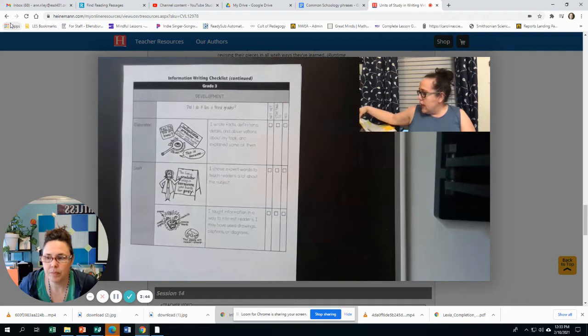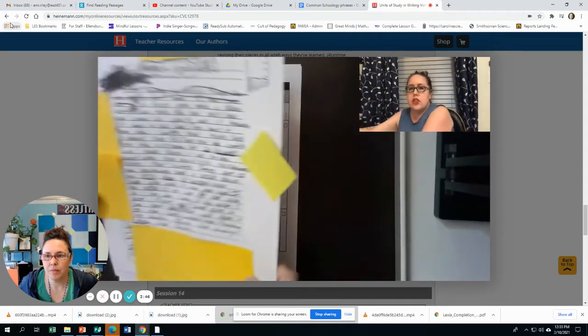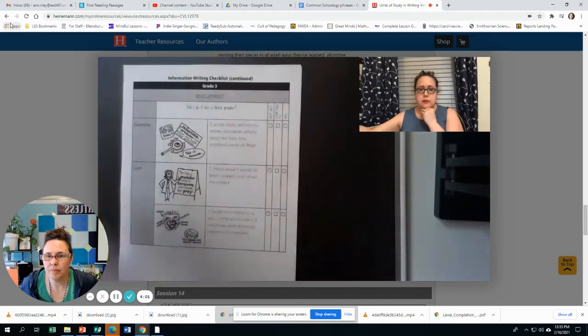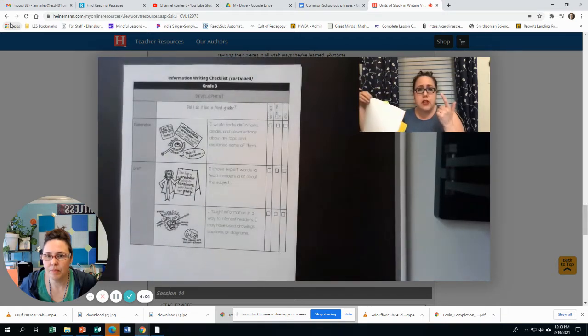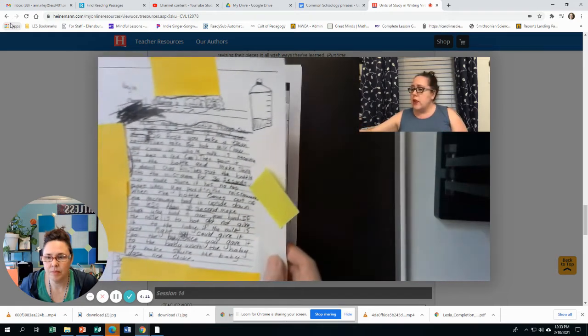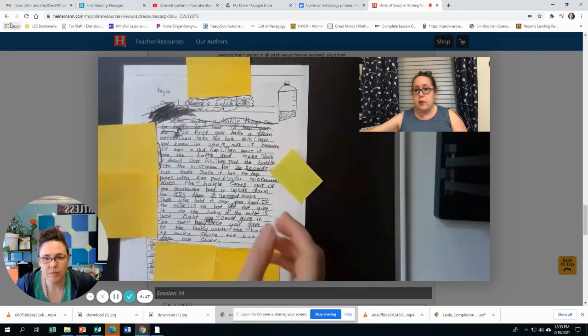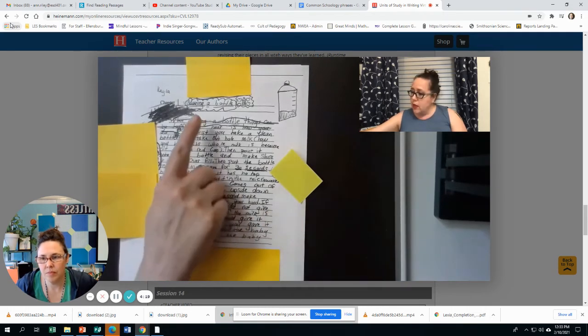So let's take a look at Kayla and let's use that checklist to think about what Kayla is doing as a writer that she's already doing well, and is there anything that she could do more of when it comes to elaboration? Now, just as a reminder, facts, definitions, details, and observations, and explain some of them. So we're going to look at Kayla's piece and think to ourselves, did she do those facts, definitions, observations, and explain some of them? Or are there some places where she could do more?